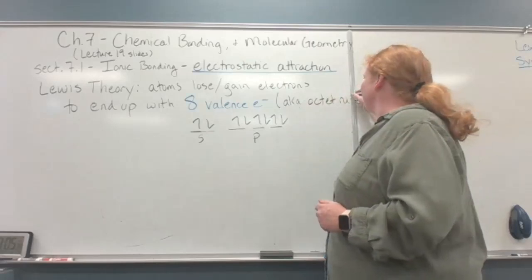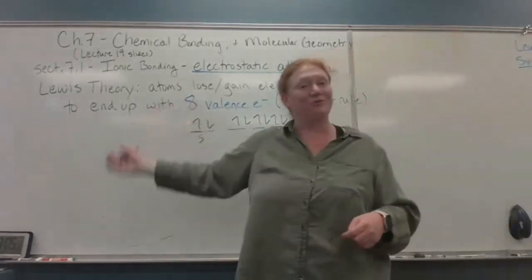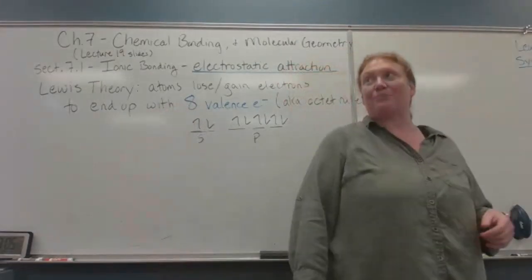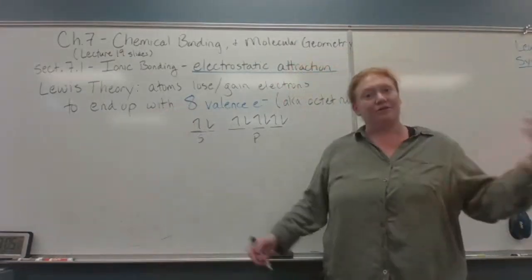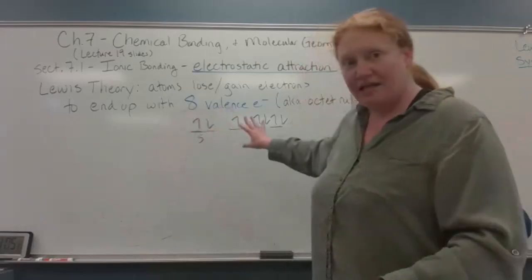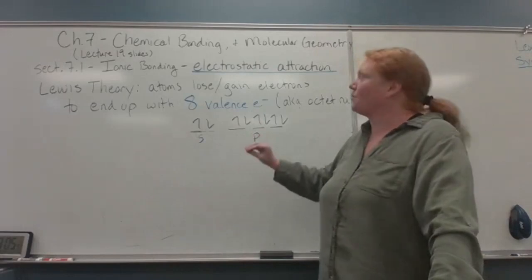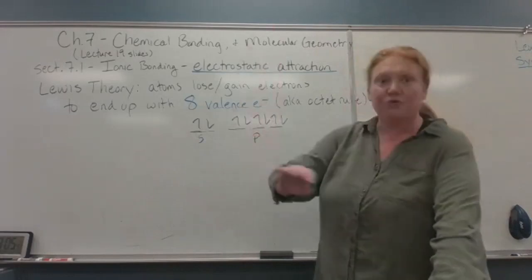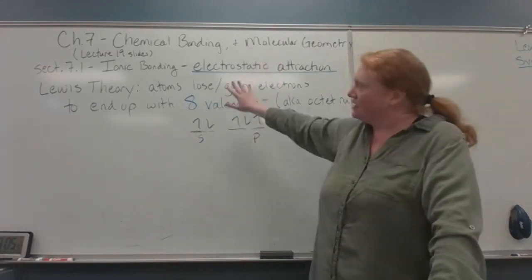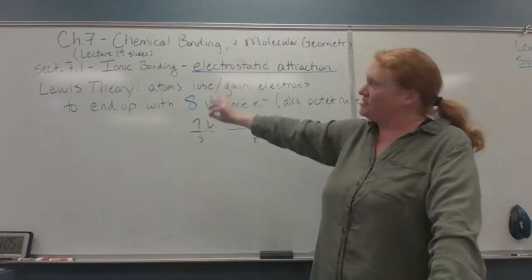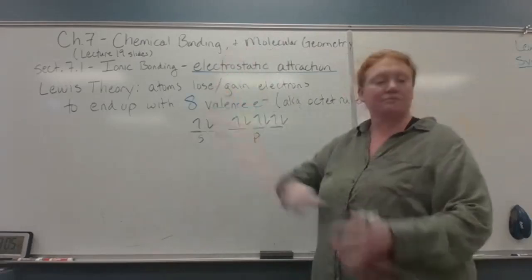Not all elements are going to follow the octet rule. Lewis theory doesn't explain very well what happens, for example, in transition metals, but it does explain very well kind of what's going on, why things bond when we talk about main group elements. So again, let's look right now at Lewis theory applied to ions.